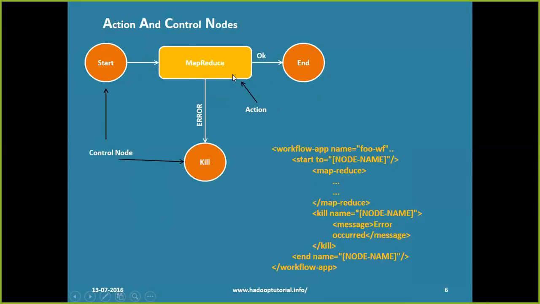And the same steps we specify in our XML notation. We specify the workflow application name, workflow-app name equal to, and this can be any name that we give. Then the start control node, start to equal to, and inside that we give the action node name. Let's say there is a MapReduce action. This MapReduce action name we have to specify here.